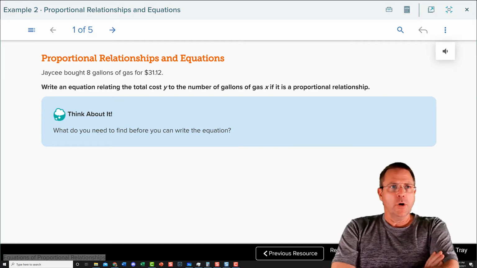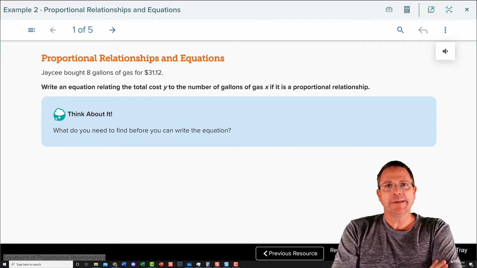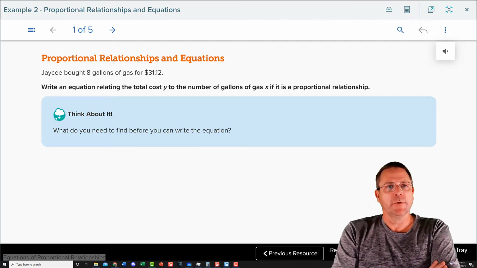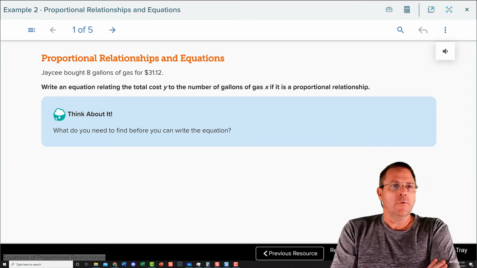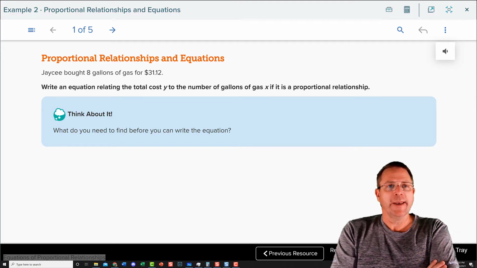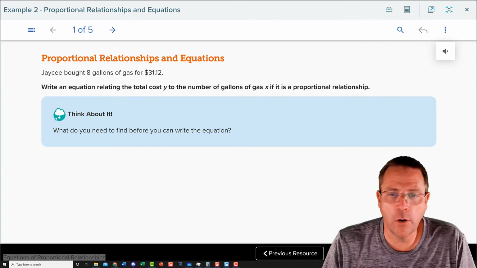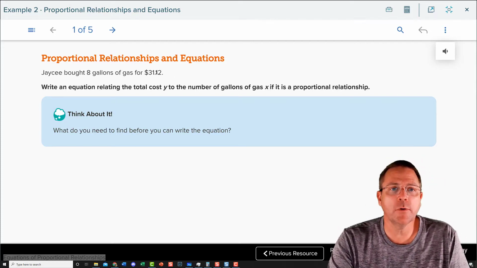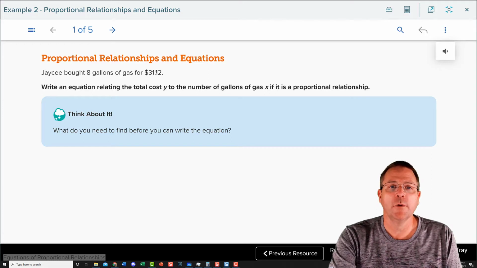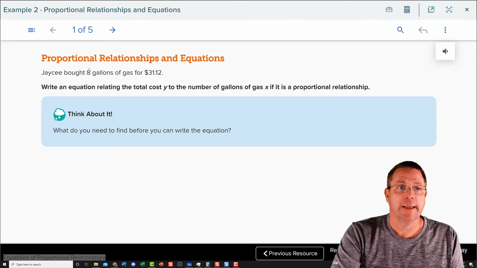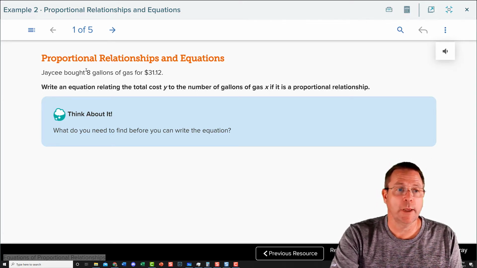Welcome back for part 2 of chapter 1 section 5, which involves equations of proportional relationships. The first thing we're going to start off with is talking about JC, who bought 8 gallons of gas for $31.12. They want us to write an equation relating the total cost y, so my cost of the 31.12 is going to be my y value, to the number of gallons of gas x in the proportional relationship.